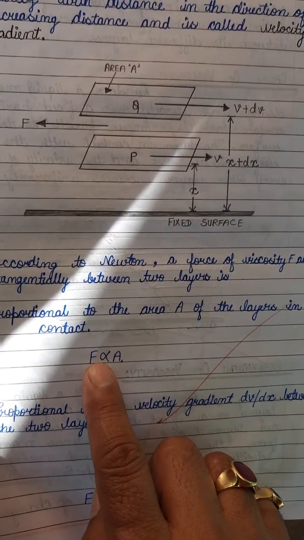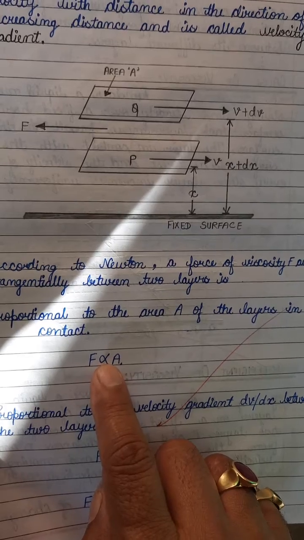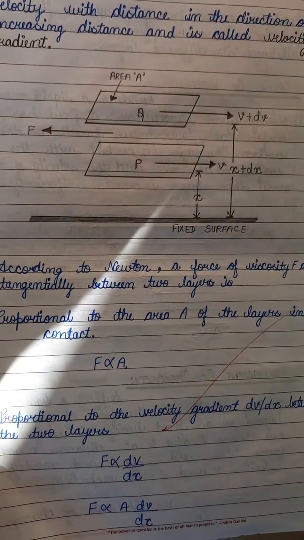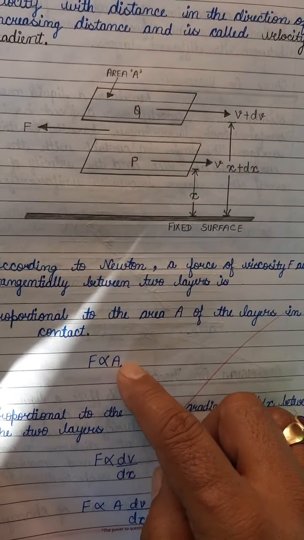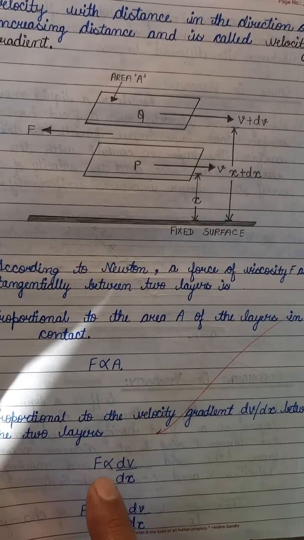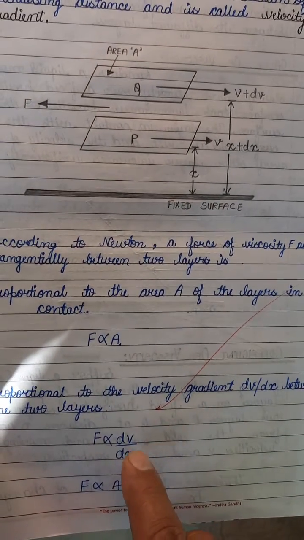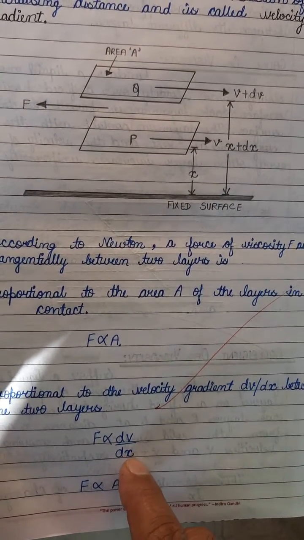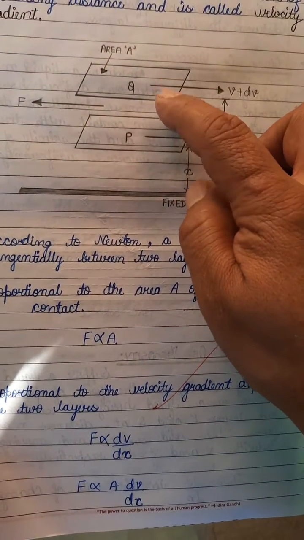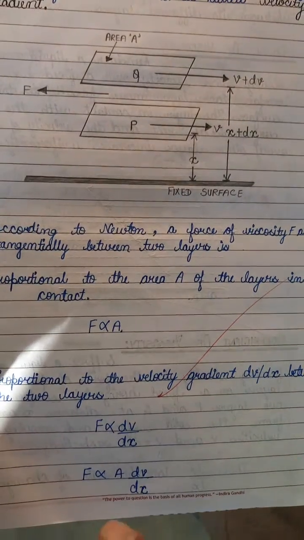So we say the viscous force F is directly proportional to the area of contact or area of layer. That is, F is directly proportional to a, number one. Number two, F viscous force is directly proportional to velocity gradient. This is dv upon dx. dv means velocity change between two consecutive layers. dx is the distance between these two layers.